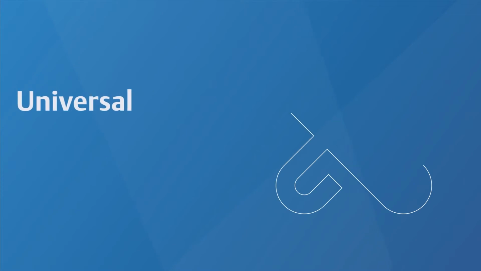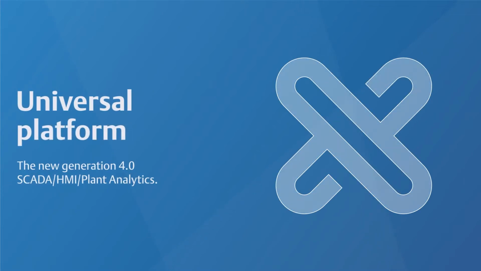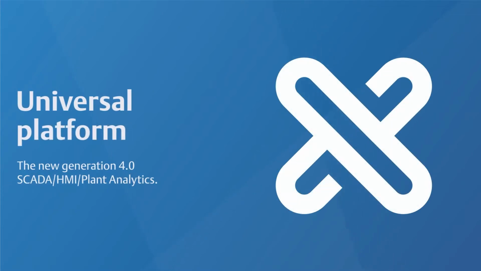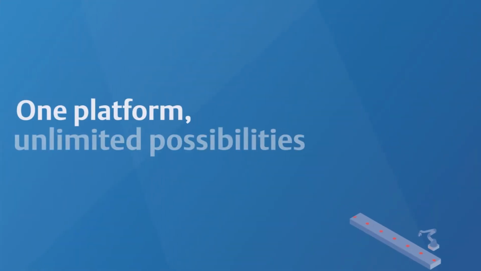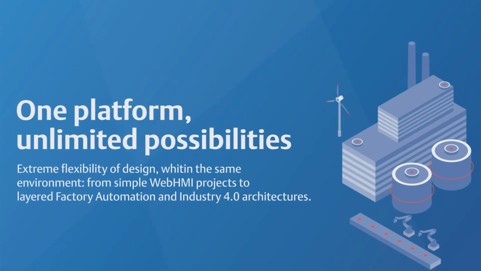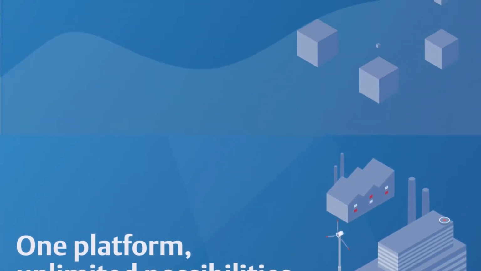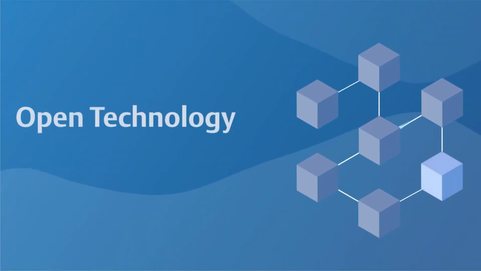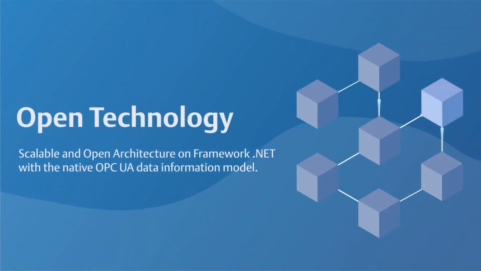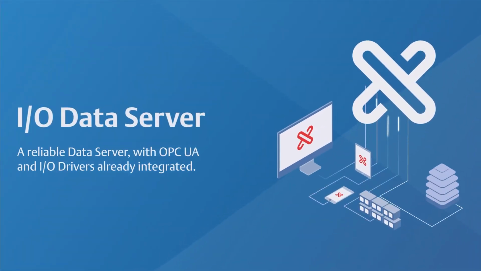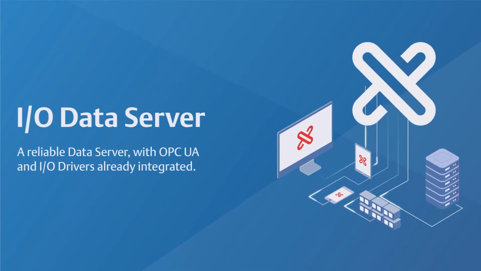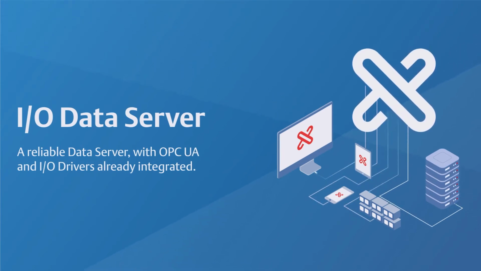Movicon.NExT 4.0 is the new SCADA HMI generation. Extreme flexibility of design within the same environment, from simple web HMI projects to layered factory automation and Industry 4.0 architectures. Scalable and open architecture on .NET Framework with the native OPC UA data information model. A reliable data server with OPC UA and I/O drivers already integrated.